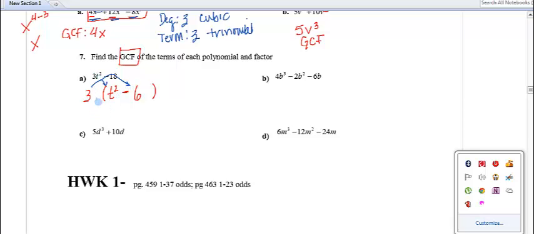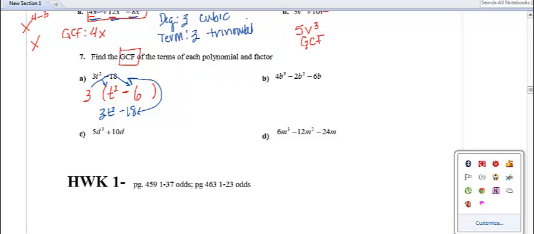We should get the same thing that we started out with. So 3 times t squared is 3t squared, and 3 times negative 6 is negative 18. So we got what we started with, and that's kind of what our goal was here: that when we factor out the GCF, we should end up with our result when we multiply it back out. Let's do one more of those, and we're going to move on to the new notes today.